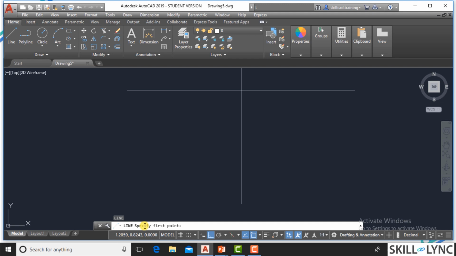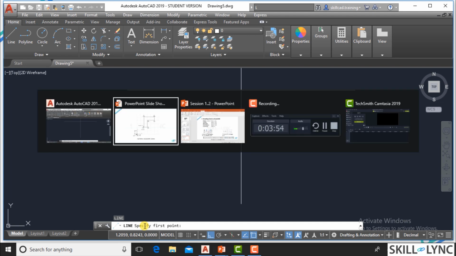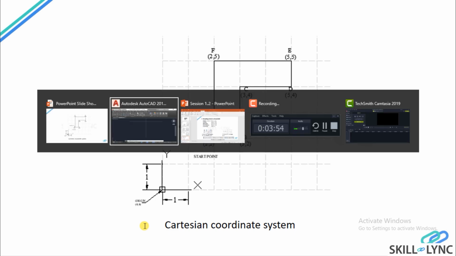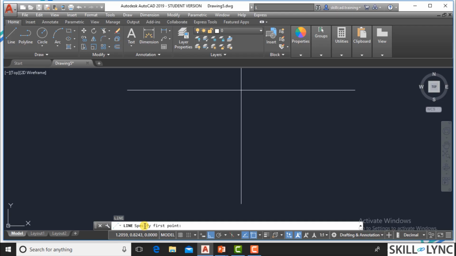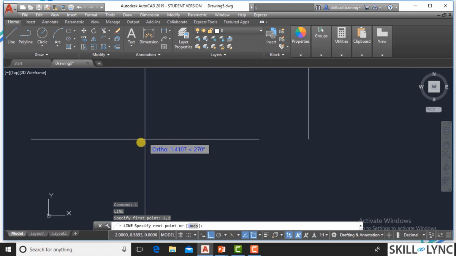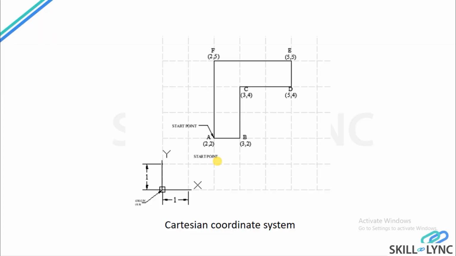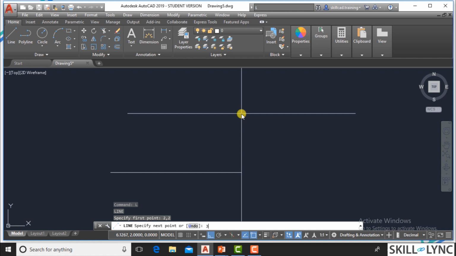It says first point. So what is the first point over here? Let's go to the screen and see. First point is A, that is 2 in X and 2 in Y. So I say 2, 2. So there I have this 2, 2 over here. And the next point is 3, 2, that is 3 in X and 2 in Y. So the point B is 3, 2.